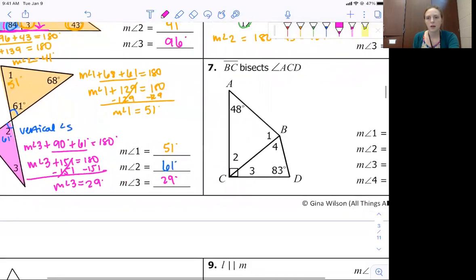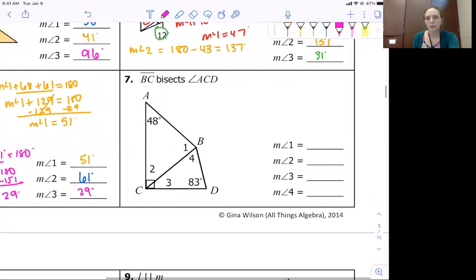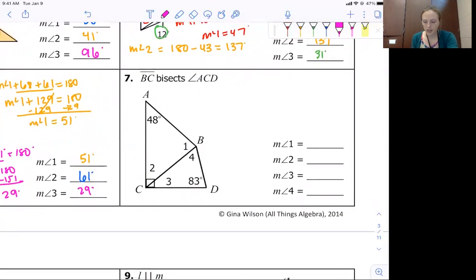Okay. All right, so this one's going to be a little bit more complicated. It says that segment BC bisects angle ACD. Remember, read the directions when you're in geometry. The directions have hints, stuff we can't miss. So BC is bisecting angle ACD. So here's angle ACD. It's this angle right here. BC is bisecting it. That means that this big angle C is cut in half by this segment.